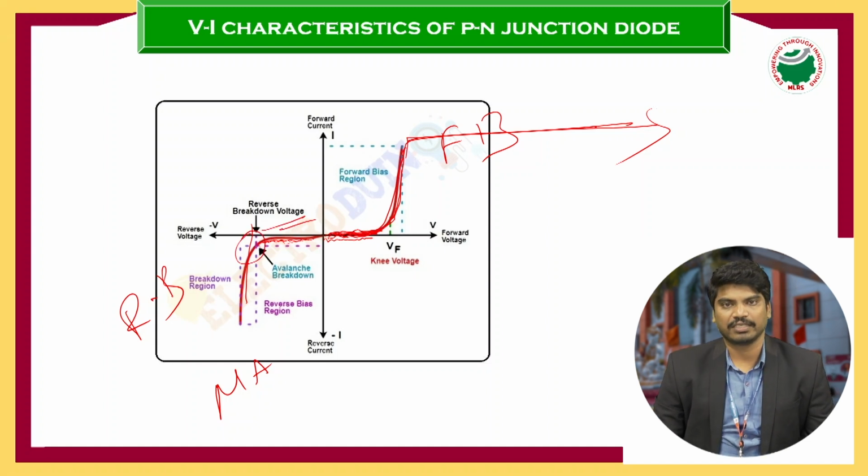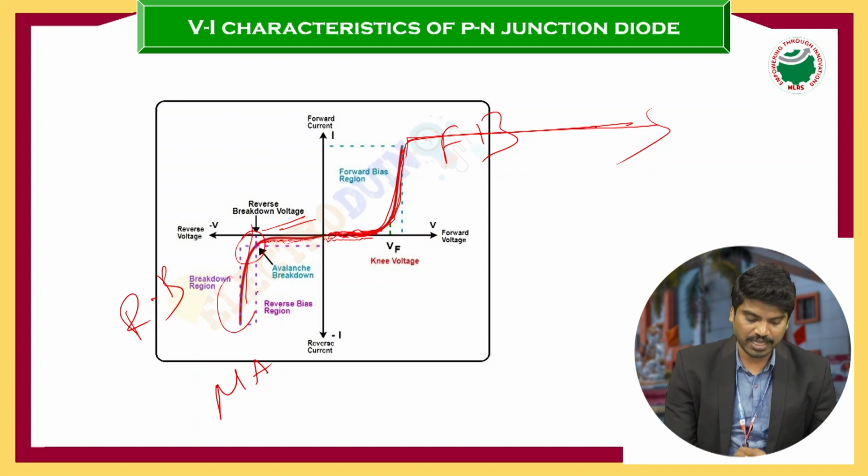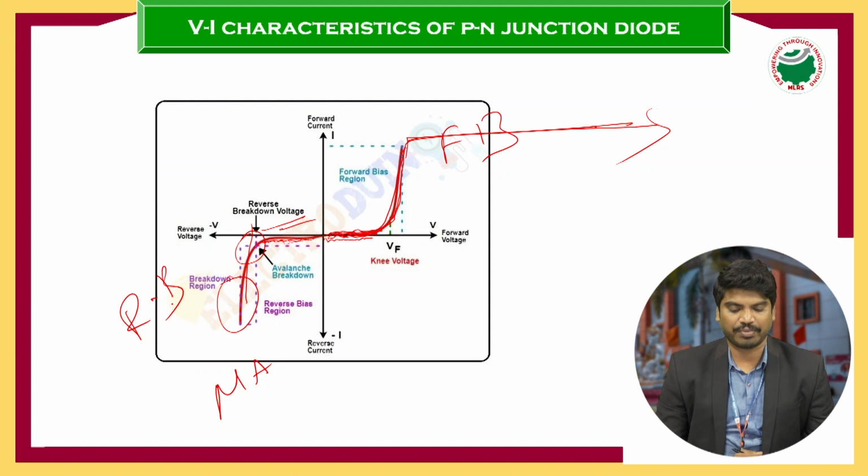Breakdown voltage. Okay, that means there is a possibility of the diode breaking down in reverse bias if we apply a heavy reverse bias voltage. That voltage is known as the reverse breakdown voltage. That means the current suddenly increases from 2 to 3 or 10 microamperes to 100 microamperes.